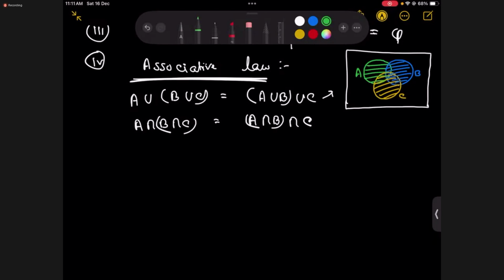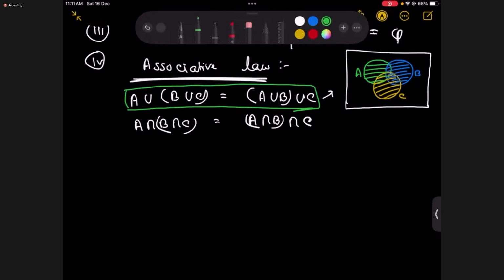Similarly, if we do the same thing like A union B and then union C, we will get the same thing. So there is no difference. So for our perspective use, we can write like this.